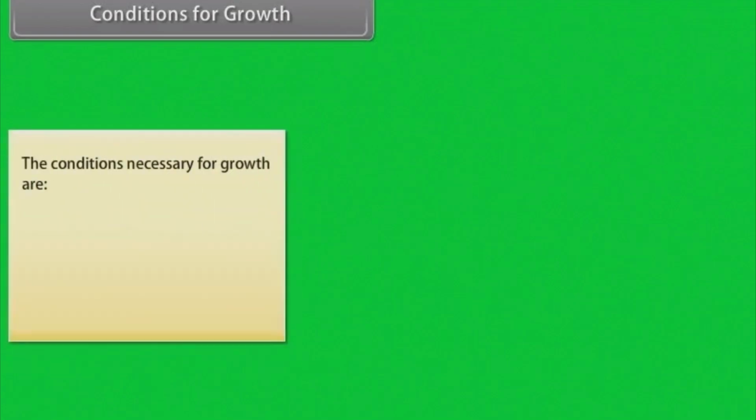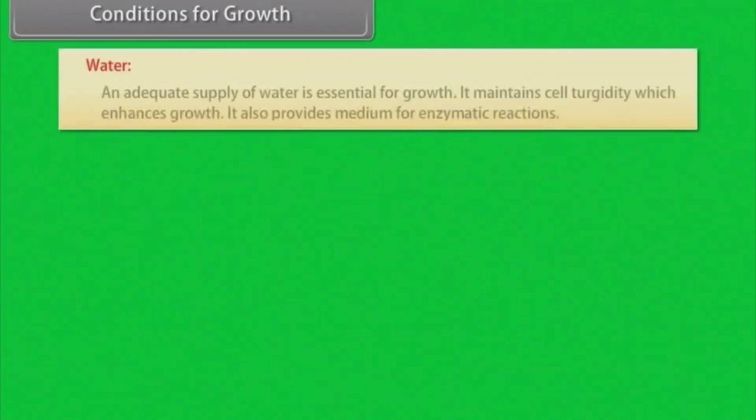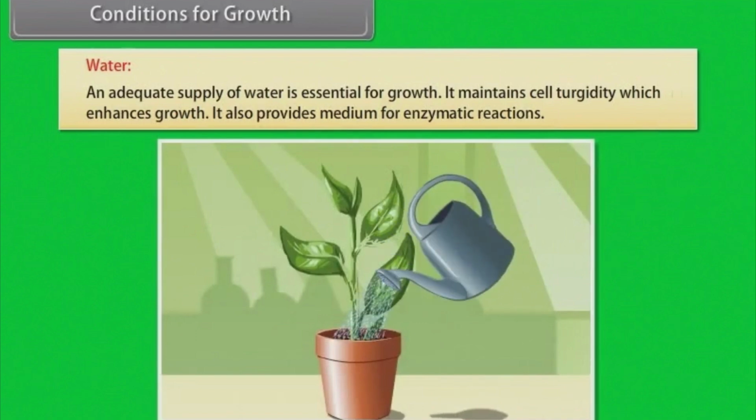Conditions for growth. The conditions necessary for growth are nutrients. Enough supply of nutrients is necessary for synthesis of protoplasm and acts as a source of energy. Water: an adequate supply of water is essential for growth. It maintains cell turgidity, which enhances growth. It also provides a medium for enzymatic reactions.